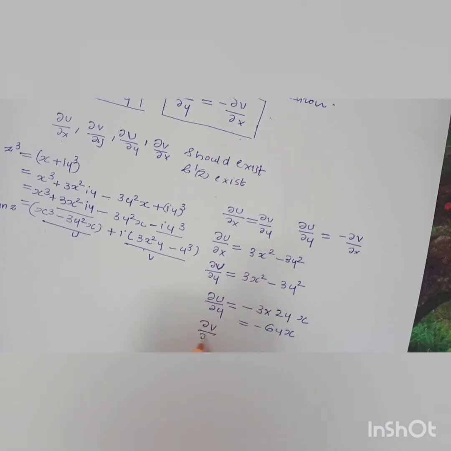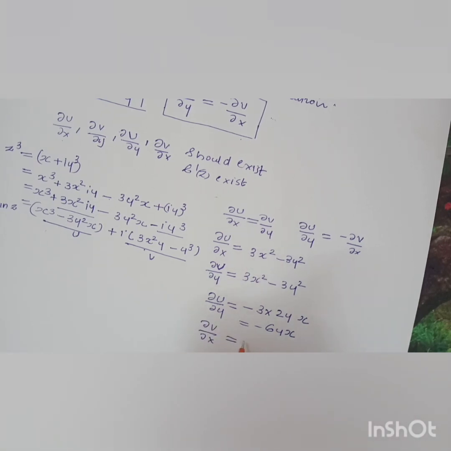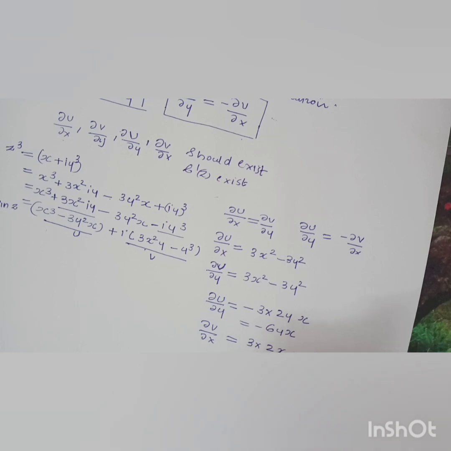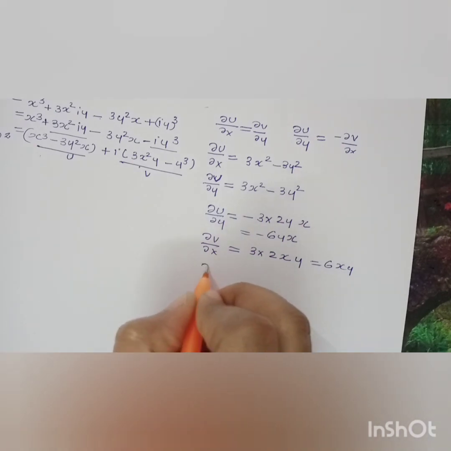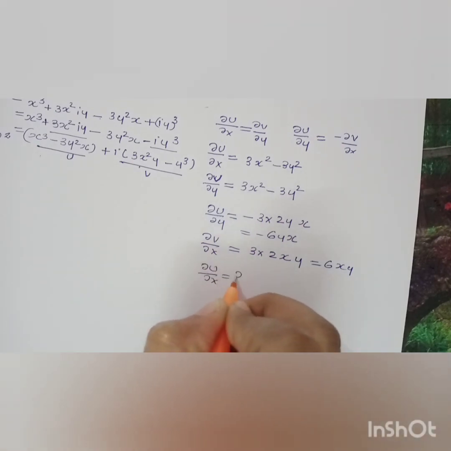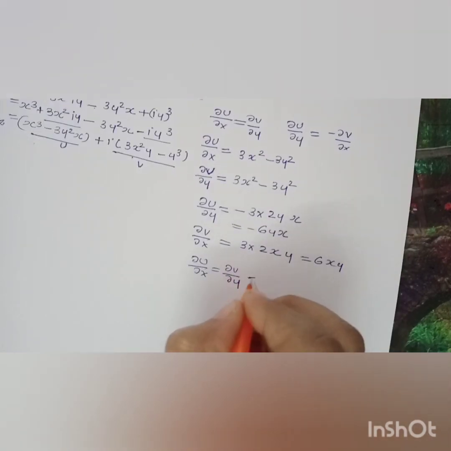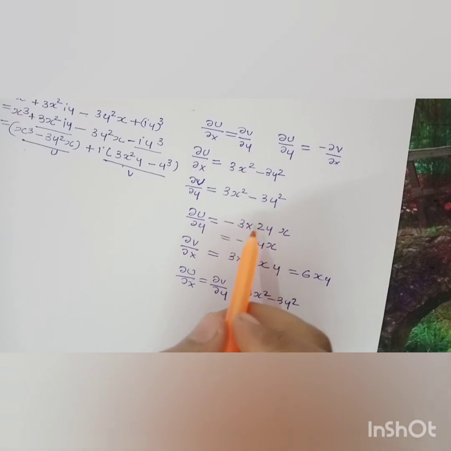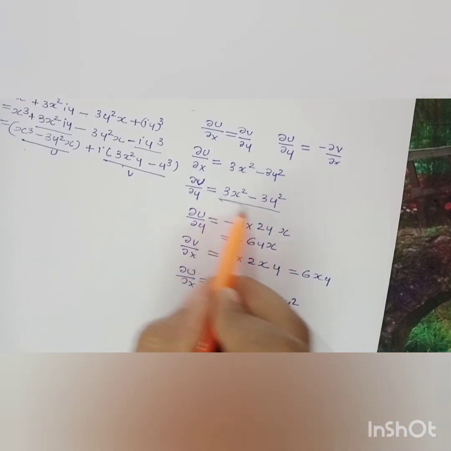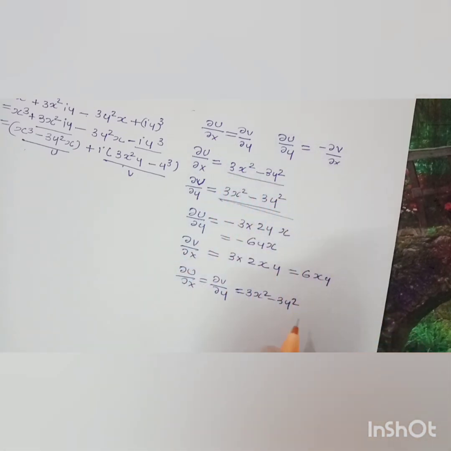∂v/∂x equals 3 into 2x into y, that is 6xy. So we have to check these conditions. ∂u/∂x equals ∂v/∂y, that is 3x² minus 3y². The two terms give the same result: ∂v/∂y and ∂u/∂x are the same.